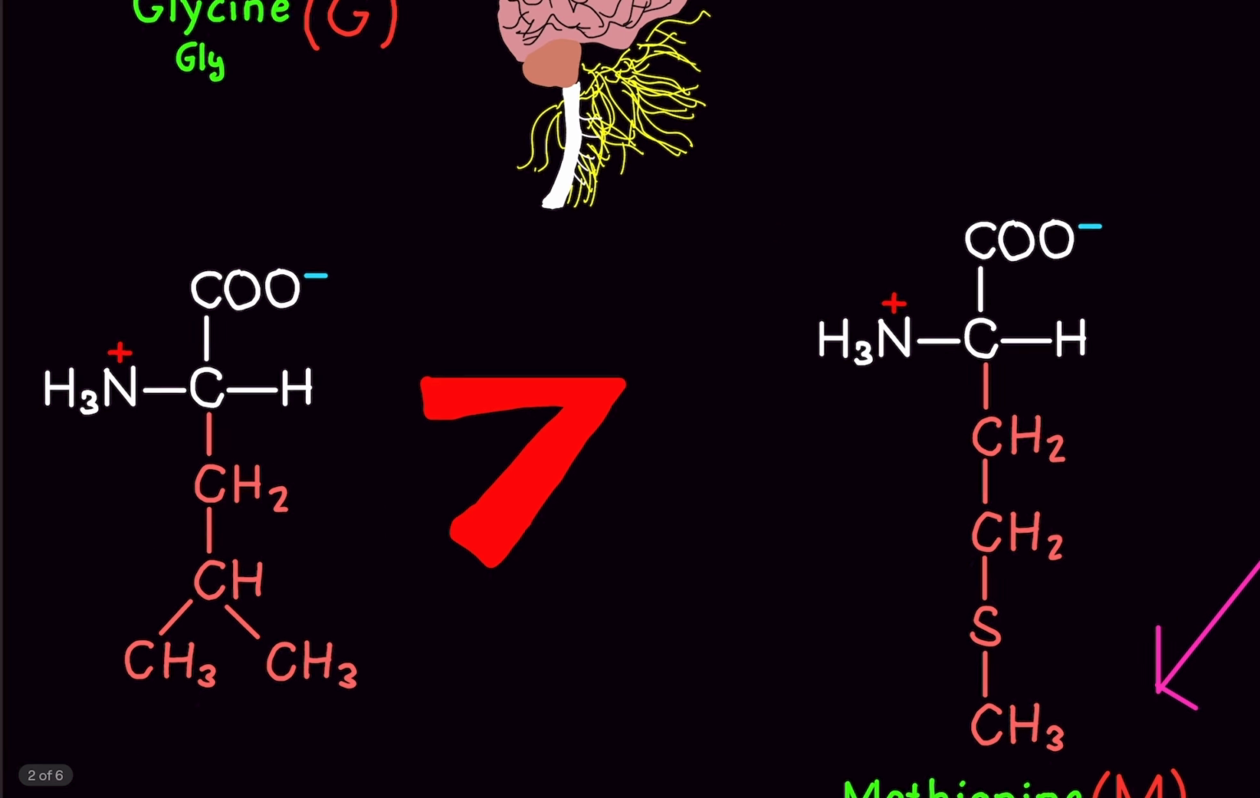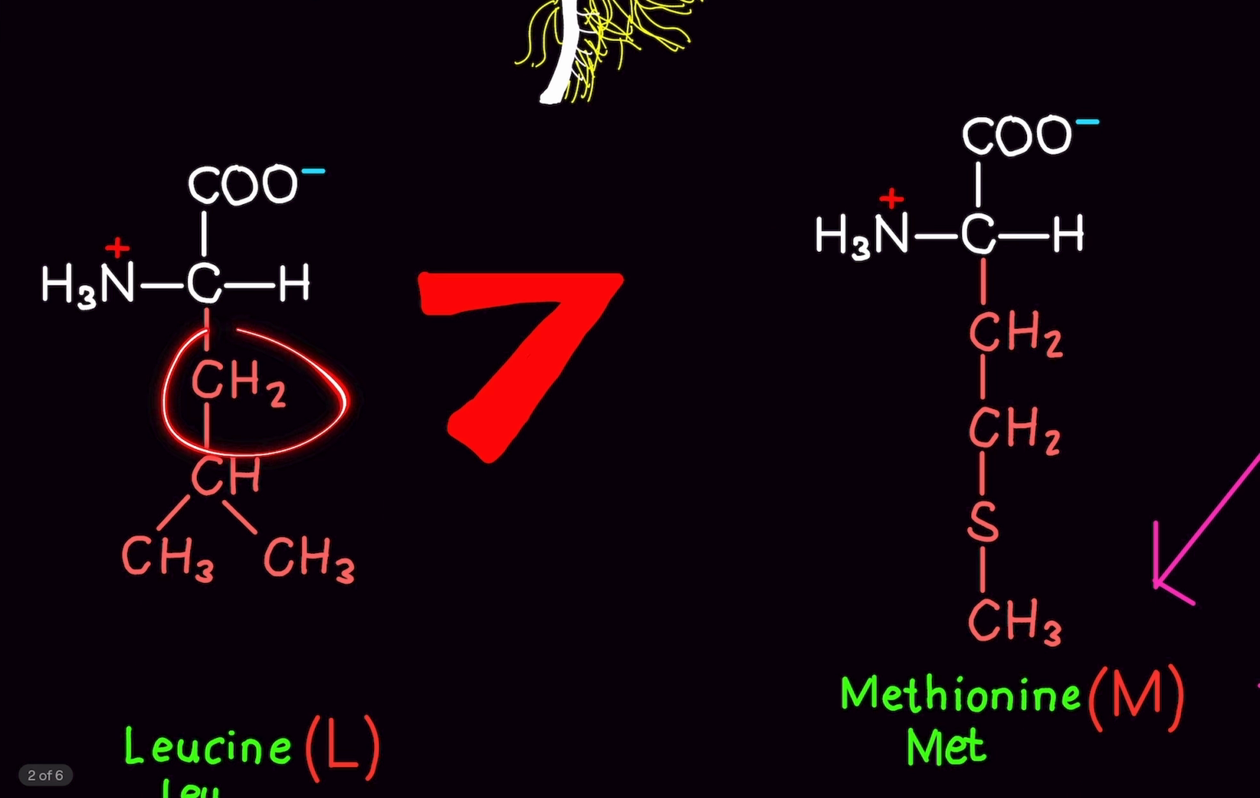Leucine is the next one. It's also another branch chain amino acid, CH2, CH in 2 methyl groups. We're just adding a CH2 from valine.